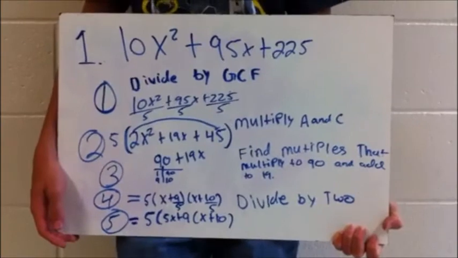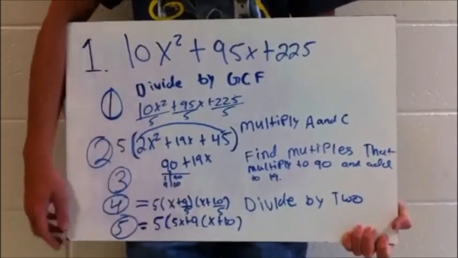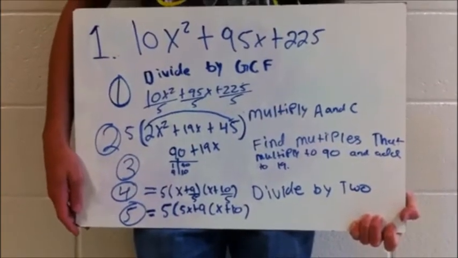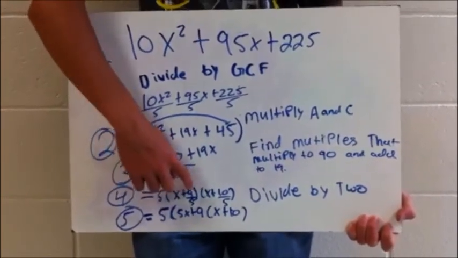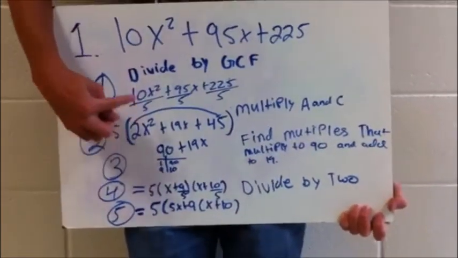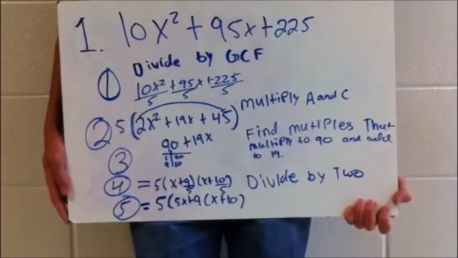Those would be 9 and 10. Step 4 is, then you factor, which is x plus 9 times x plus 10. And then you divide by 5. The final answer is 5 times 5x plus 9 times x plus 10.